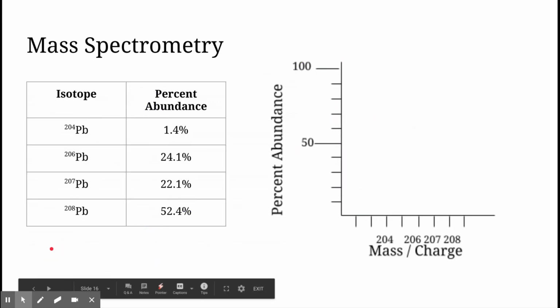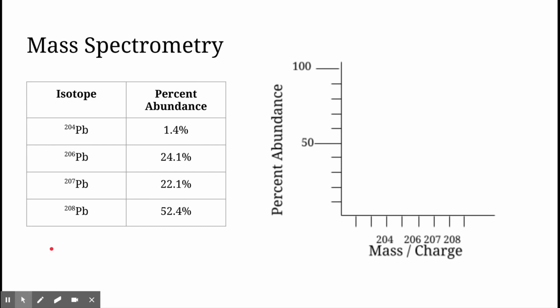All right, another thing that we want you to be able to do is do the reverse, where we give you the isotope and the percent abundance, and we want you to be able to put it on the graph. So go ahead and start working on this, but if you're not sure how to do this, you can stay with the video.